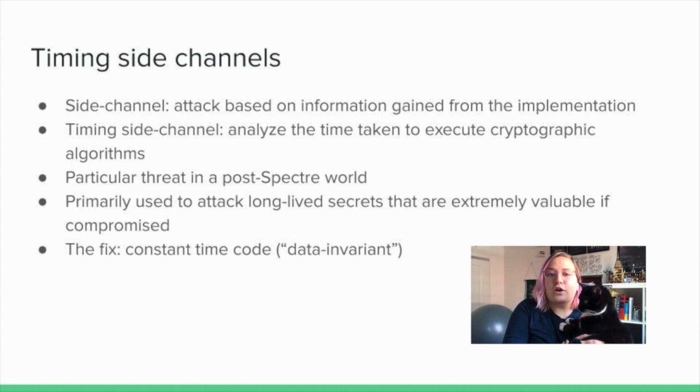These attacks are a particular threat in the post-Spectre world. They're primarily used to attack secrets that are long-lived, that are extremely valuable if compromised, where each bit compromised provides incremental value, and where the confidentiality of compromise is desirable. The fix is constant time code, or to be more precise, data invariant code, where the time it takes to execute the code doesn't depend on the input.